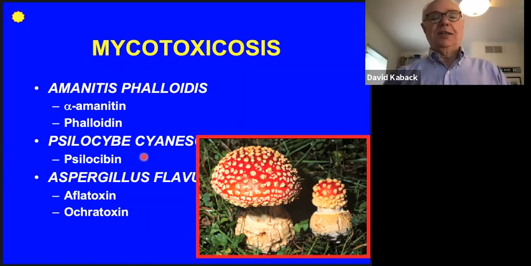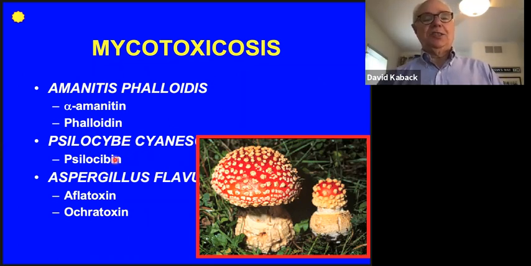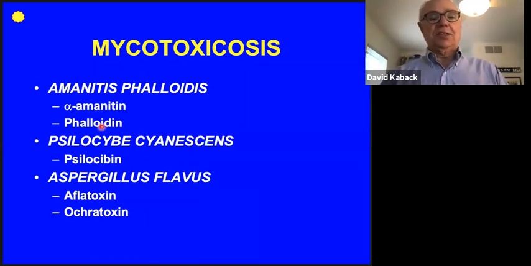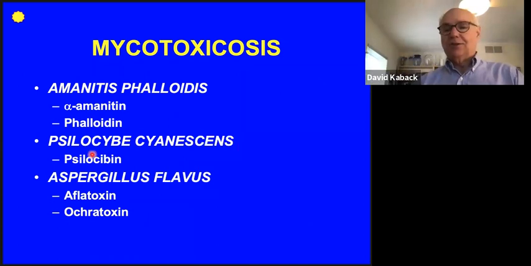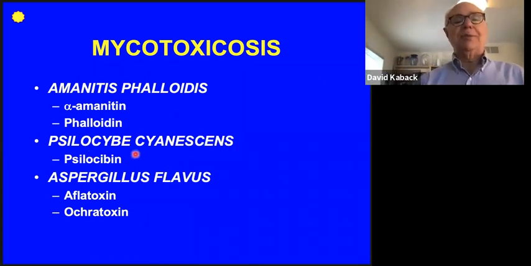Another fungal toxin is psilocybin, produced by this organism, Psilocybe cyanescens. This is a hallucinogen. When we talk about mushrooms and hallucinogens, if you've ever read Lewis Carroll, you know that Lewis Carroll took psilocybin mushrooms quite regularly. Maybe that's why he wrote Alice in Wonderland or Through the Looking Glass. People have speculated about that.